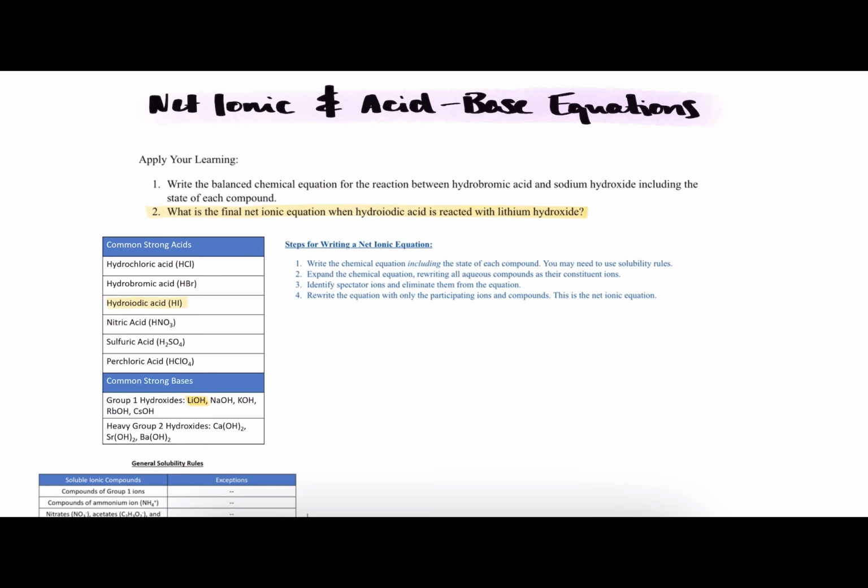So here I have pasted a clip of the steps for writing a net ionic equation from the lesson. And we'll start with step number 1, which is just writing the chemical equation, including the state of each compound. So since it's an acid-base equation, we know that there's going to be an acid combined with the base, and that will result in water and a salt.